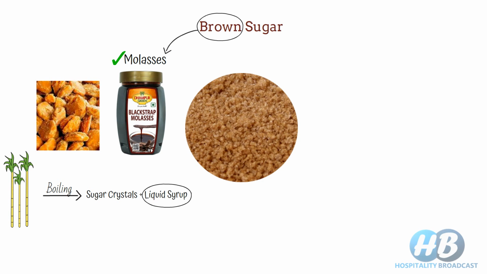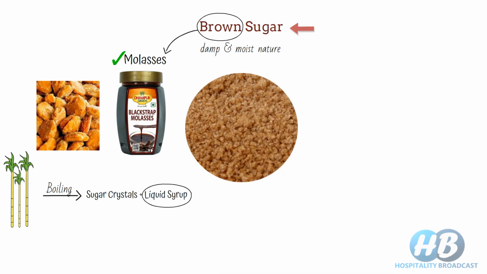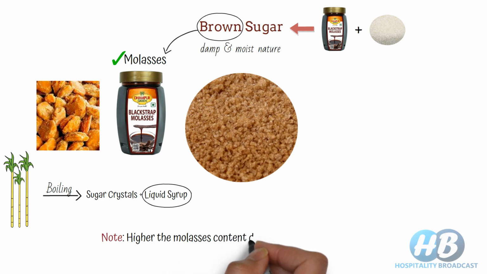That liquid gur is a kind of molasses. Brown sugar also seems damp, and its moist nature is due to the presence of this molasses. It's also available in the market as molasses syrup and used for sweetness and adding flavor. You can also prepare brown sugar at home just by adding the molasses to granulated sugar and mixing it well until it's evenly distributed. Light brown sugar has less molasses content, and the higher the molasses content, the darker the color of the sugar.